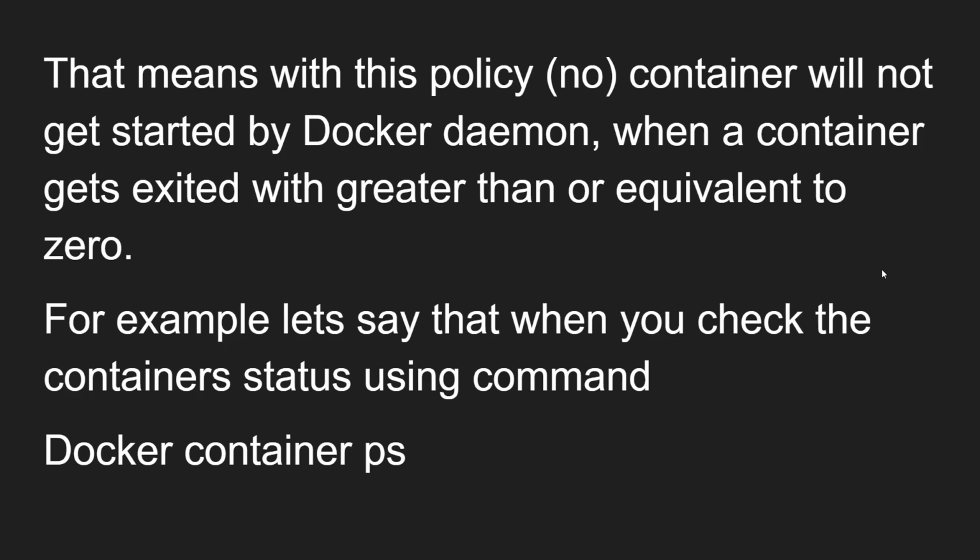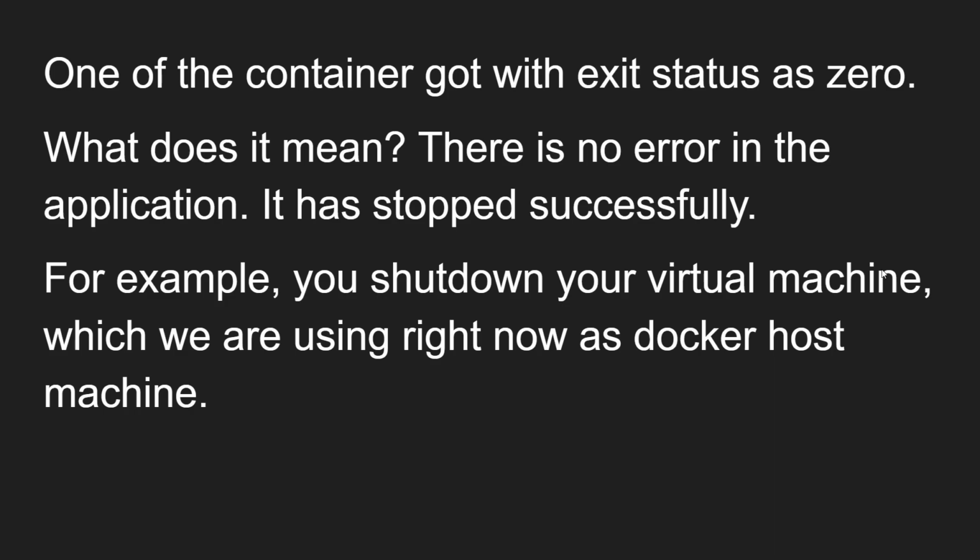When a container gets exited with a code greater than or equal to 0, the Docker daemon will not start this container. For example, when you check the container status using the command docker container ps, you came to know that one of the containers got exited with status 0. What does it mean? There is no error in the application, it has stopped successfully.